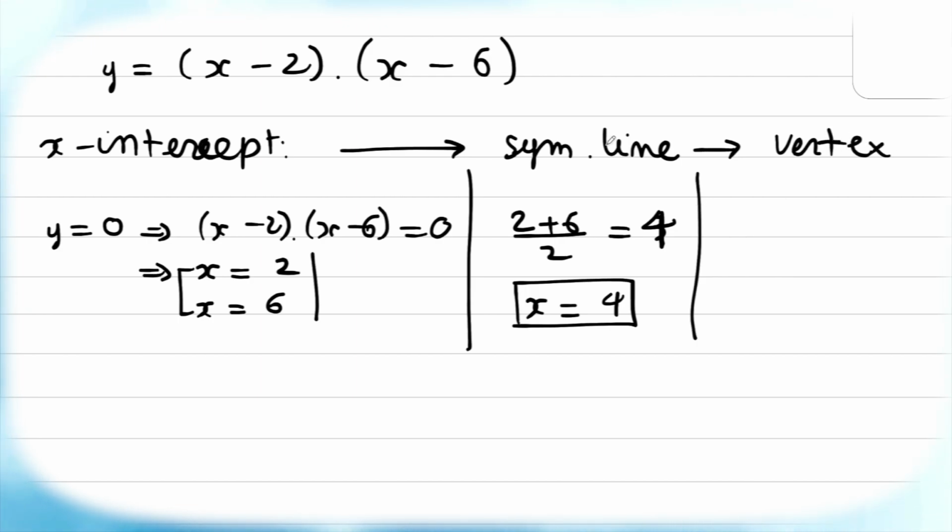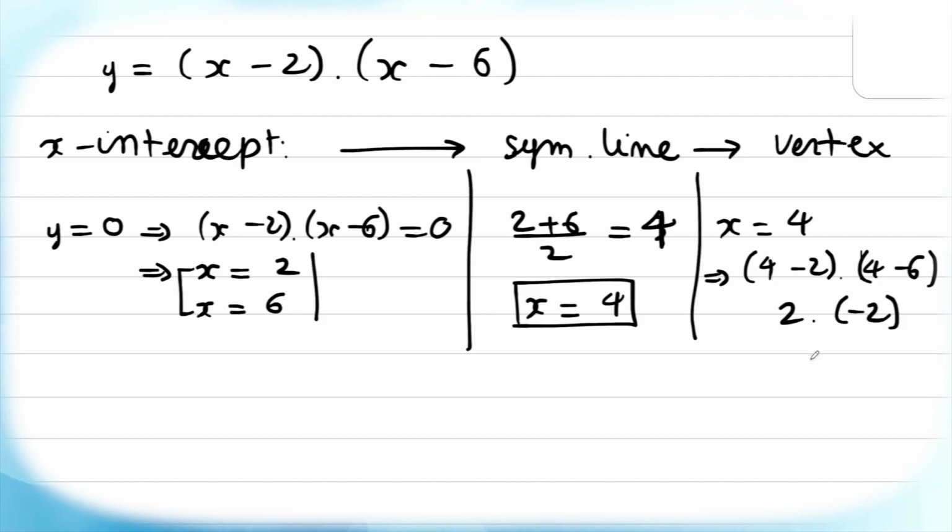To find the vertex, substitute the value of the symmetrical line, x equals 4, into the equation here. You get 4 minus 2 multiplied by 4 minus 6. Here is 2, here is minus 2, and this one will be minus 4. This is the value for y. So the vertex here will be (4, minus 4).